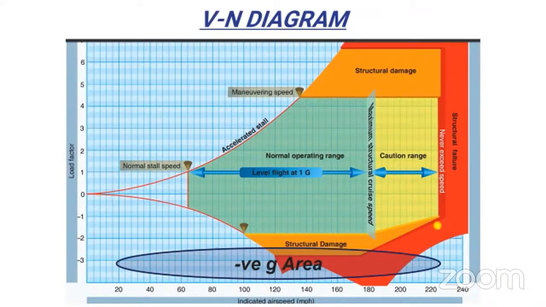So this is the VN diagram. Y-axis is load and x-axis is indicated airspeed. The green region is the safe operating zone. Orange and red regions can cause more structural damage. Now you can see that this is the negative region where the aircraft was when the pilot had put it in the negative G dive.